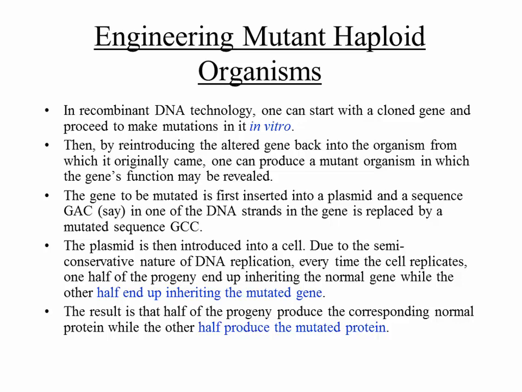And then the plasmid is introduced into a cell. Due to the semi-conservative nature of DNA replication, every time the cell replicates, one half of the progeny end up inheriting the normal gene, while the other half end up inheriting the mutated gene, right? And the result is that half of the progeny will produce the corresponding normal protein, while the other half will produce the mutated protein, right? So this is stuff that you can see, all right, what's going on in the organism, right?